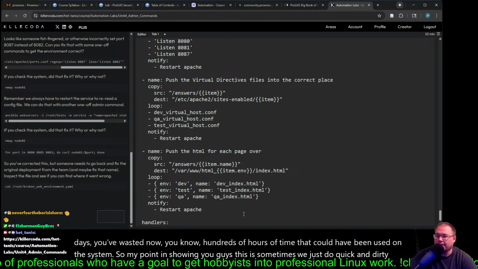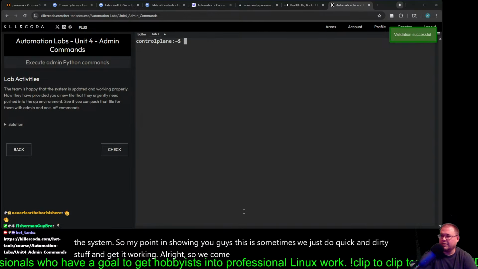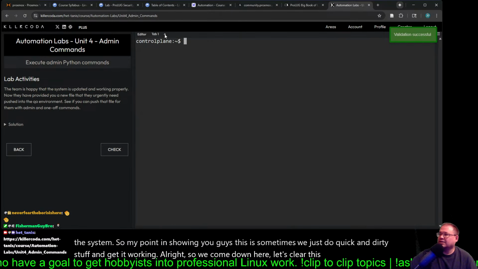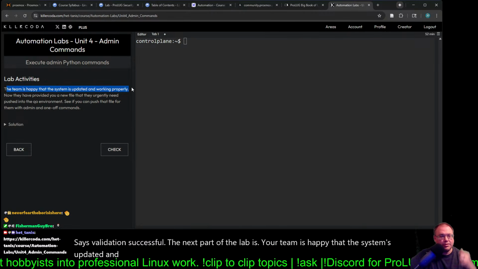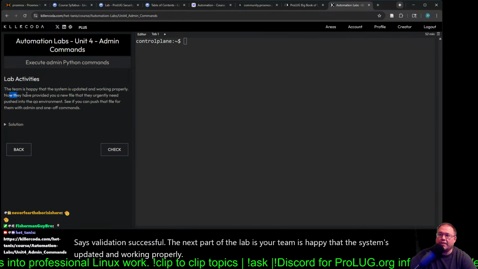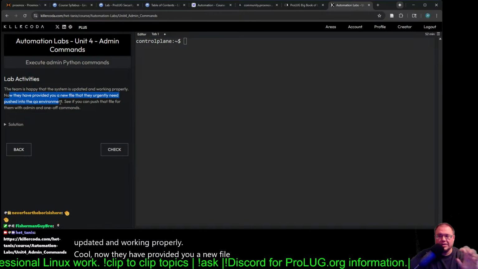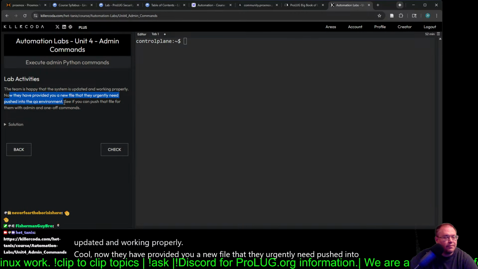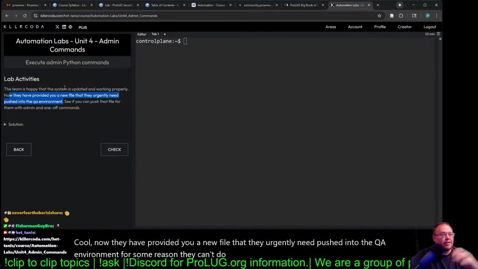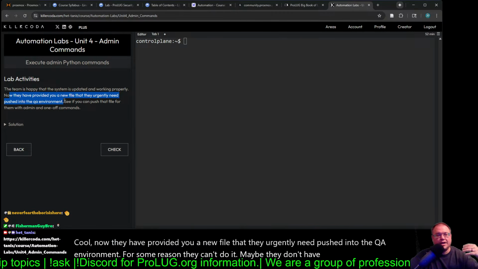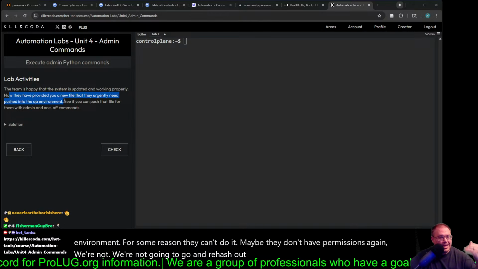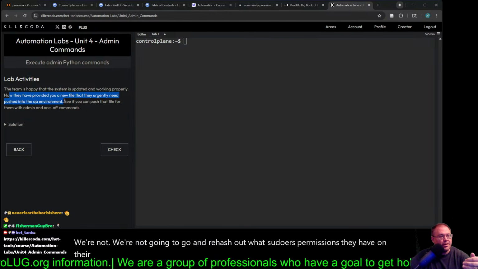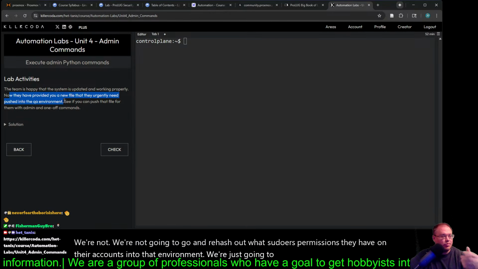So my point in showing you guys this is sometimes we just do quick and dirty stuff and get it working. All right, so we come down here. Let's clear this up. It says validation successful. The next part of the lab is your team is happy that the system's updated and working properly. Cool. Now they have provided you a new file that they urgently need pushed into the QA environment. For some reason, they can't do it. Maybe they don't have permissions. Again, we're not going to rehash what sudoers permissions they have on their accounts into that environment. We're just going to fix this thing because we're admins.